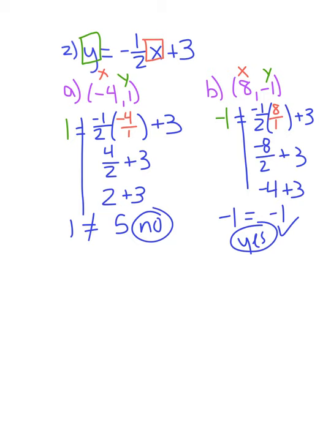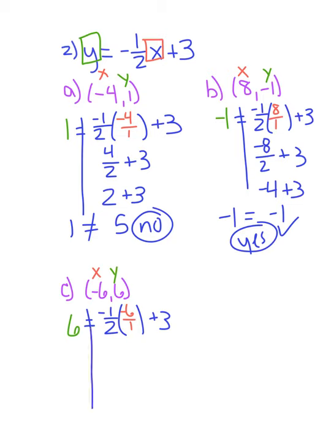All right, one last ordered pair for this problem. Let's try negative 6, comma 6. Negative 6 is x, positive 6 is the y. So I have 6 equals negative 1 over 2 times negative 6 over 1 plus 3. Multiplying straight across the top, I have 6 over 2, because negative 1 times negative 6 is positive 6. And then we're going to add that 3.